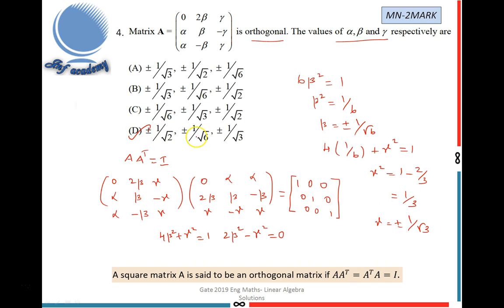Alpha equal to plus or minus 1 by 2, beta equal to plus or minus 1 by root 6 and gamma equal to plus or minus 1 by root 3. Answer is option D.